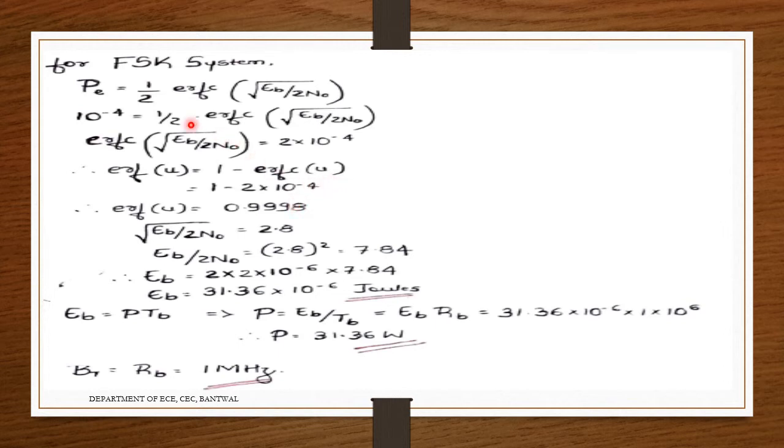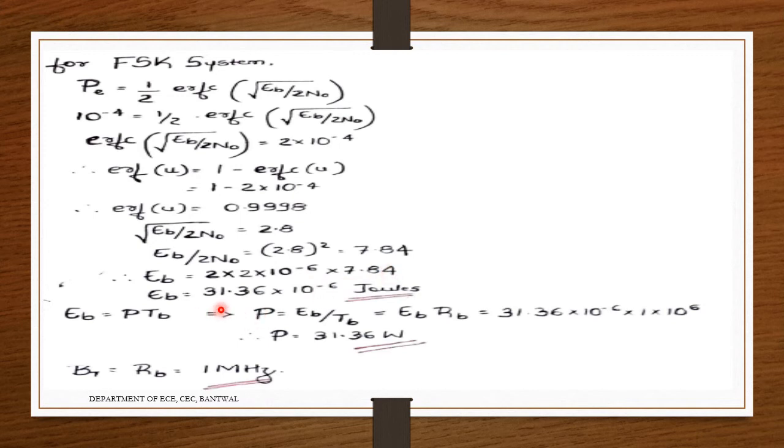That is the value I got here, which I'll be substituting. So the error function of U is equal to 0.9998. So U is equal to, what is that? The U value is 2.8. So square root of EB by 2 N0 is equal to 2.8. So EB by 2 N0 is 2.8 whole squared, that is 7.84. So EB is equal to 2 into 2 into 10 to the power of minus 6 into 7.84.